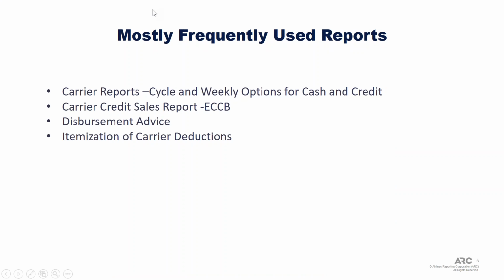Some of the most frequently used reports that we're going to discuss today are going to be the carrier reports. And within those carrier reports, we have cycle and weekly options for your cash and your credit sales. And then we also have the carrier credit sales report, the Center 9 or the ECCB, electronic credit card billing report. We have your disbursement advice and the itemization of carrier deductions.